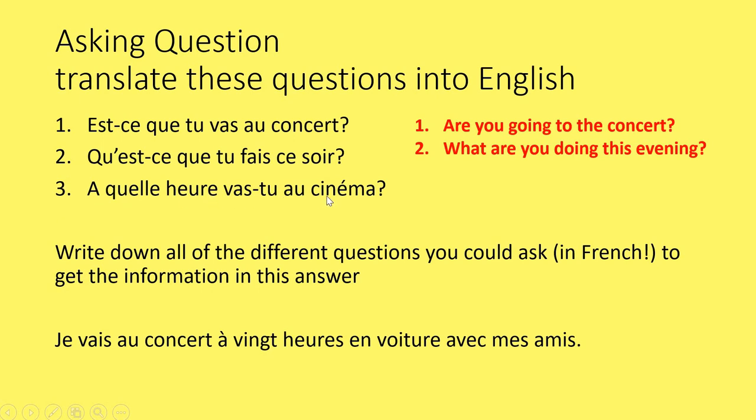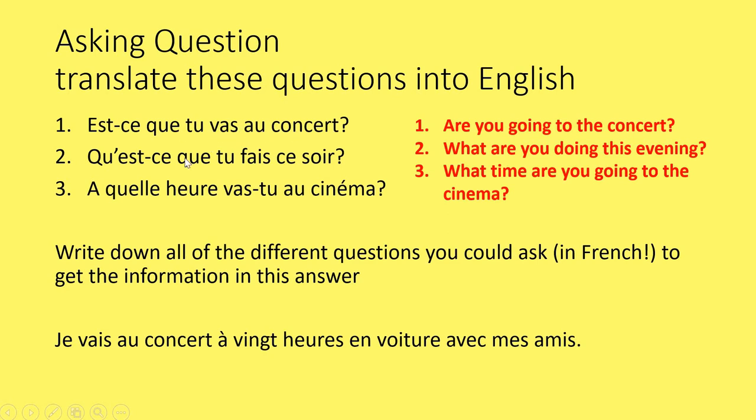À quelle heure vas-tu au cinéma? At what time are you going to the cinema? Okay. So with this one here, you could use the à quelle heure. At what time vas-tu au concert? What time are you going to the concert? It could also be what are you going to do this evening? It could be also est-ce que tu vas au concert? You could use those three, of course, but we could also change that to how are you getting to the concert, because it says by car. So I could say comment tu vas, est-ce que tu vas au concert, or comment vas-tu?